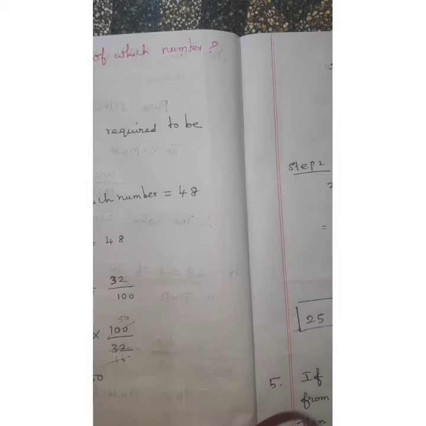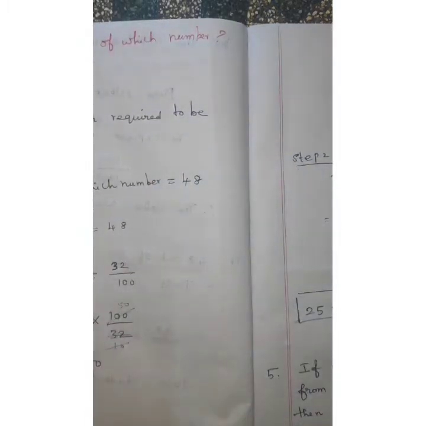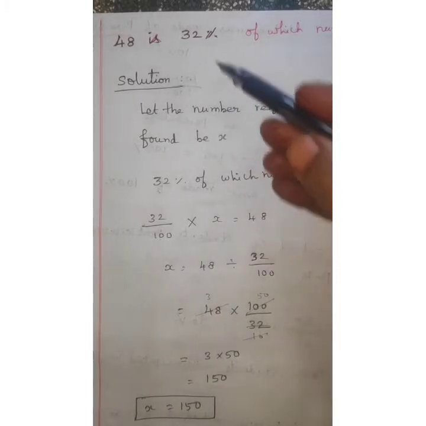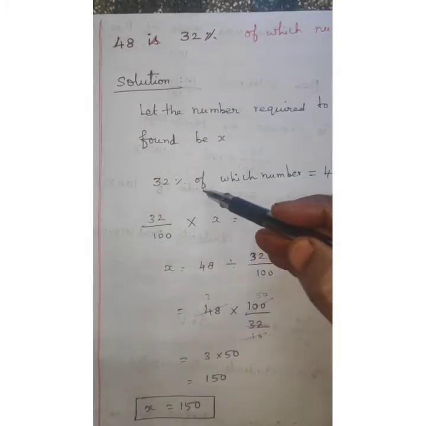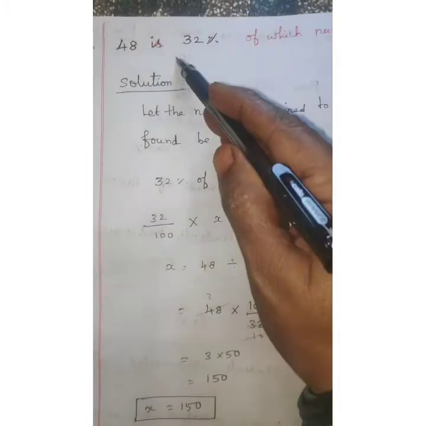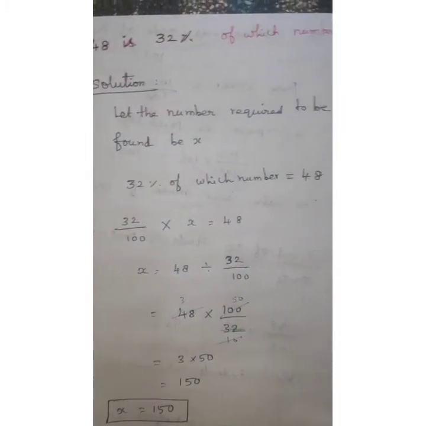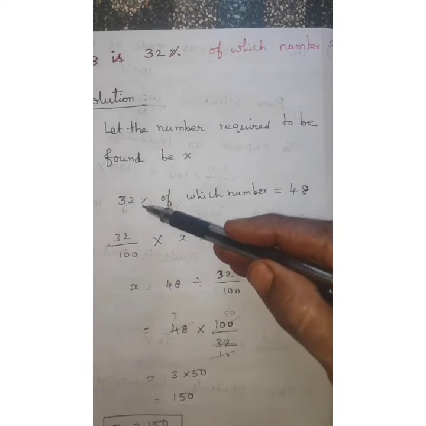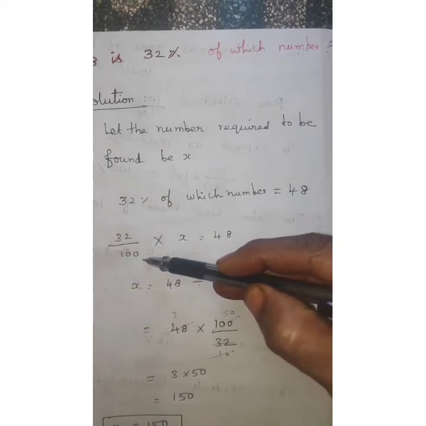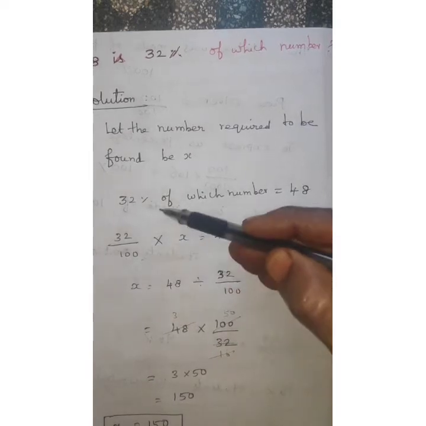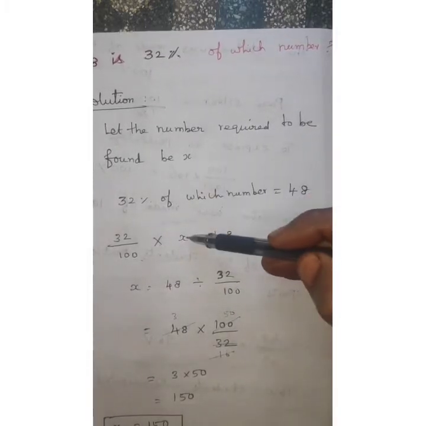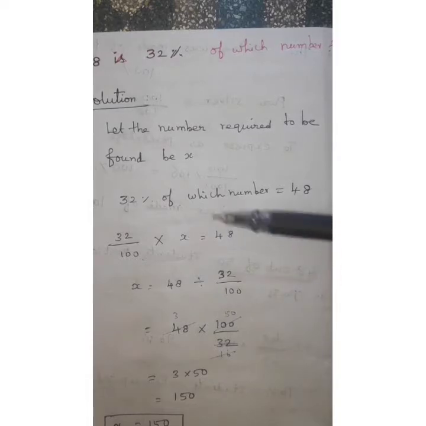Let the number required to be found be x. First, the number we don't know, you write it as x. So how do we write 32% of which number is equal to 48? 32% written in fraction form is 32 by 100, of into which number we don't know. So here we select x, and you write it: 32/100 of x is equal to 48.